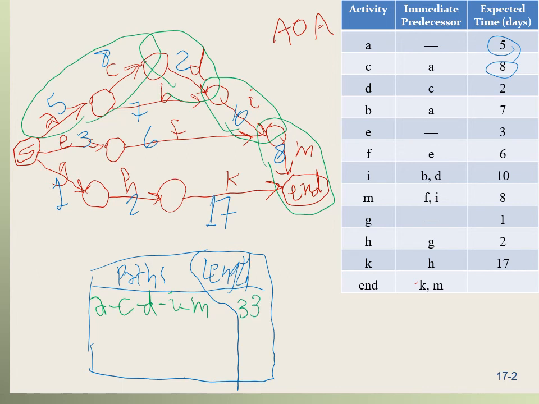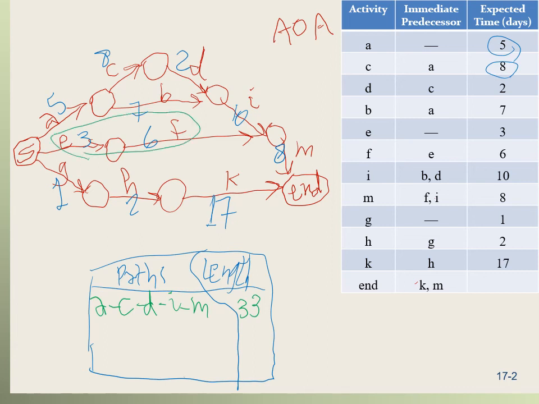The next path is E to F, F to M, so that's E, F, M. The length of this path is 3 plus 6 plus 8, that's 17.